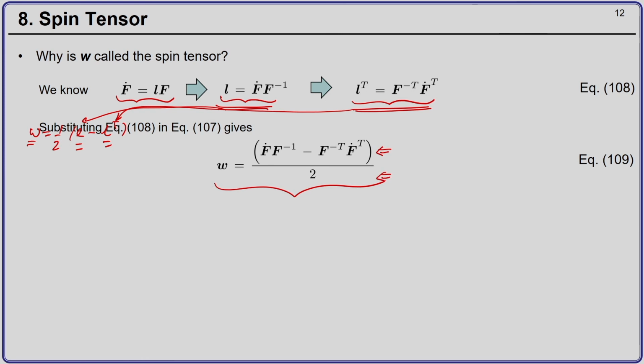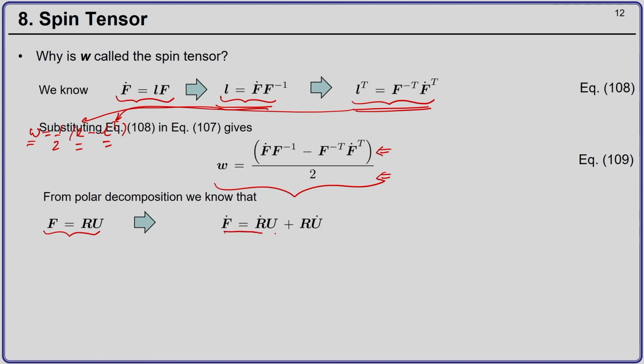Okay. Now, again what can I do? I can use the polar decomposition theorem. I know that for right polar decomposition, F equals R into U, where R is an orthogonal tensor, U is a symmetric tensor, which is also called the right stretch tensor. Okay. So, if F equals R U, then F dot will be R dot U plus R U dot. Okay. So, I can compute F dot transpose here.